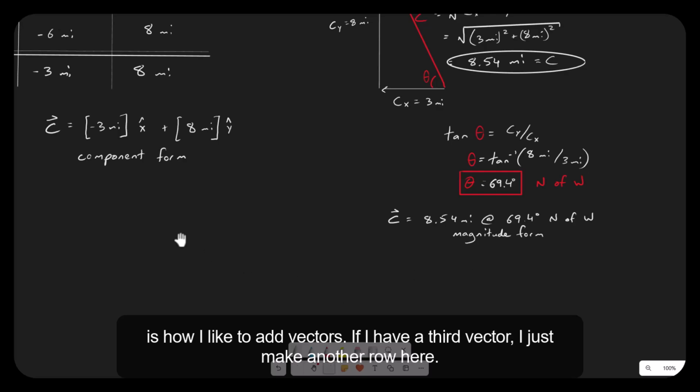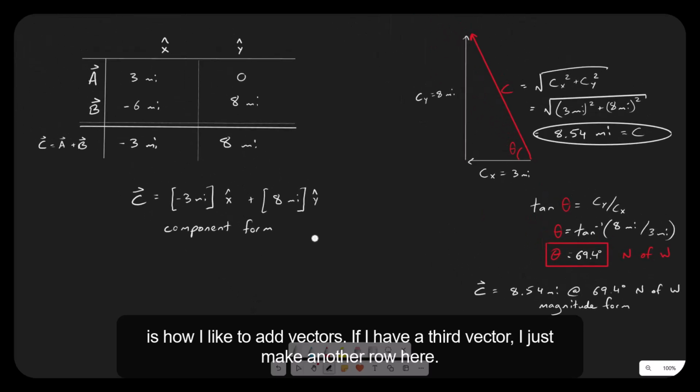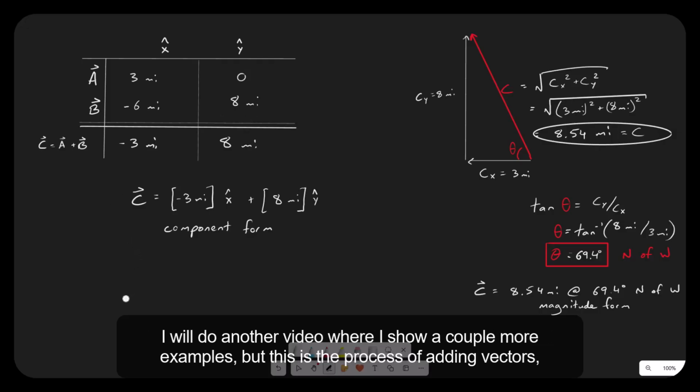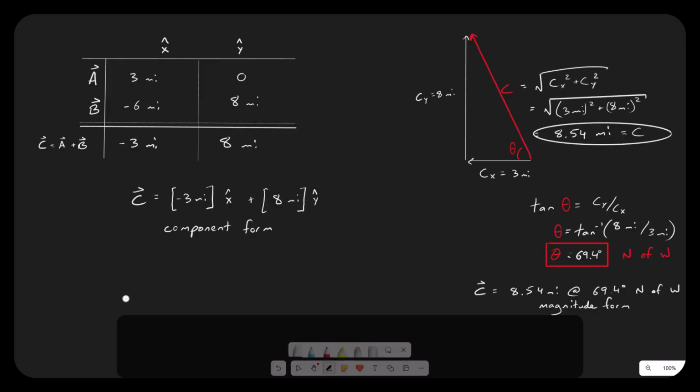So this is how I like to add vectors. If I have a third vector, I can just make another row here. I will do another video where I show a couple more examples, but this is the process of adding vectors. Not particularly rough, I hope.